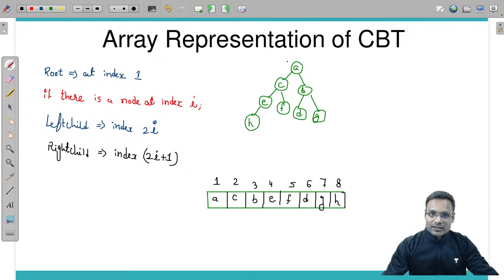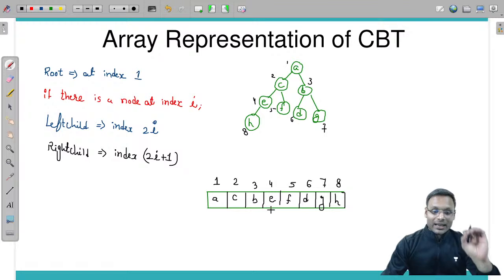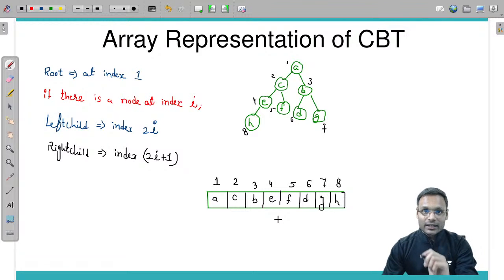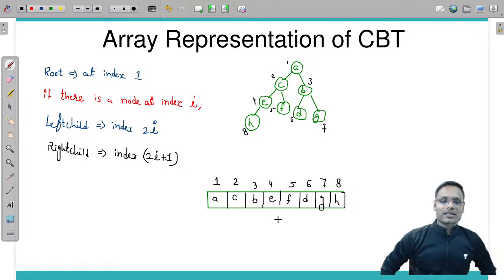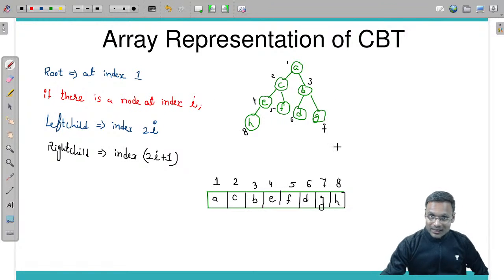Understood? So this is index number 1, then 2, then 3, then 4, then 5, then 6, then 7, and then 8. Like this way, you can store this complete binary tree into the array. I guess you are understanding. Now, if you are understanding, I would like to ask you a simple question. By looking at this particular tree, can you give me an answer?